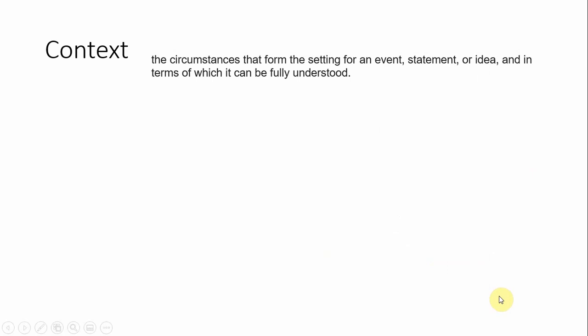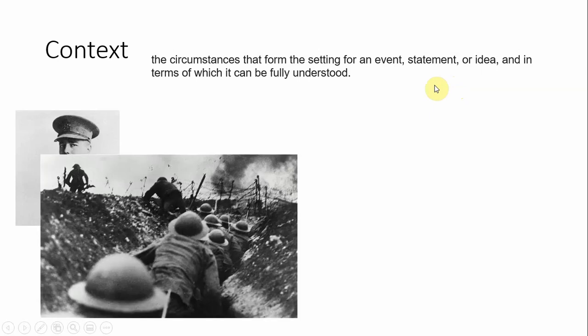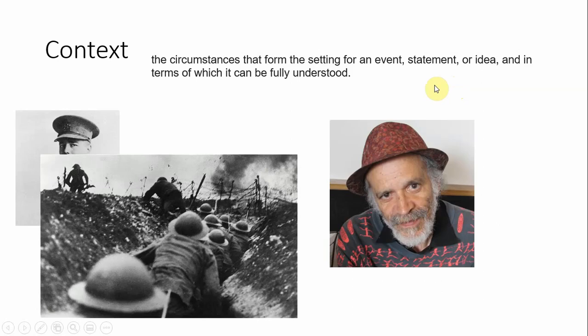Context. The circumstances that form the setting for an event, statement, idea, and in terms of which it can be fully understood. And what that means is, if you think about the poet Wilfred Owen, who wrote poetry about World War I, his context was as a soldier in that conflict. He was there fighting in the trenches. So he wrote about the world he understood. He wrote about his experiences as a soldier. His context was the war and the trenches.